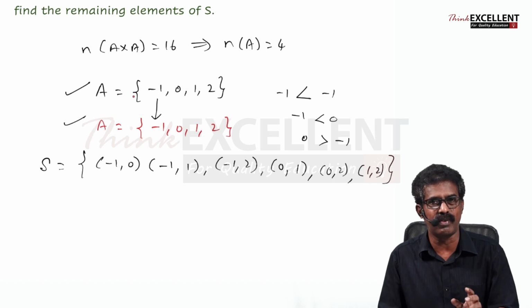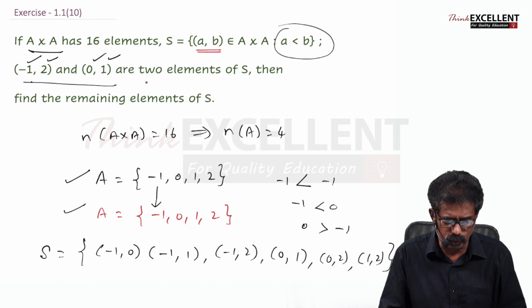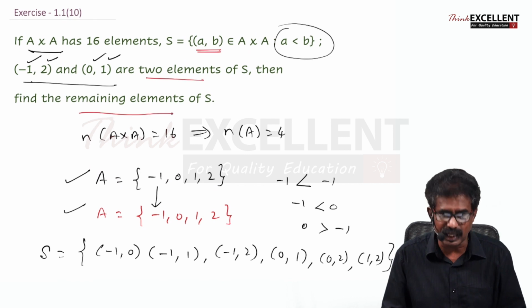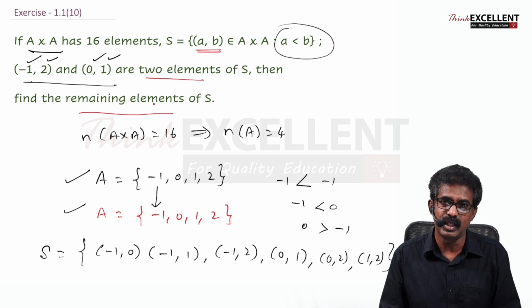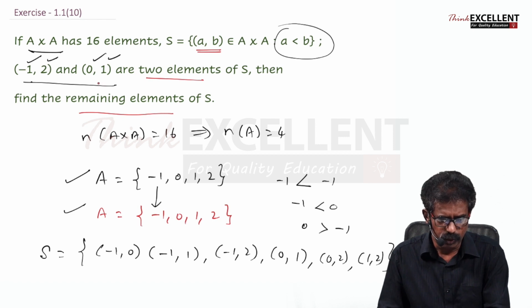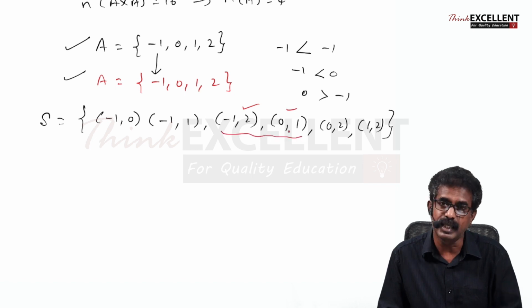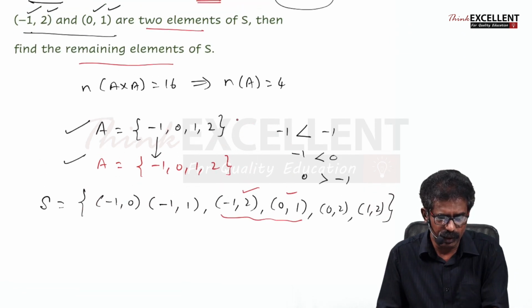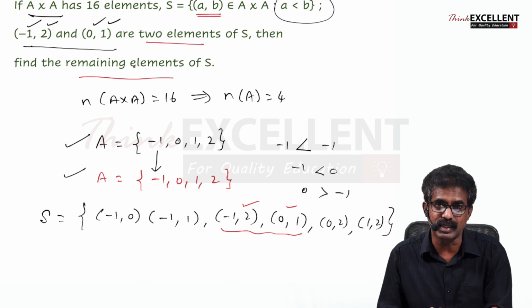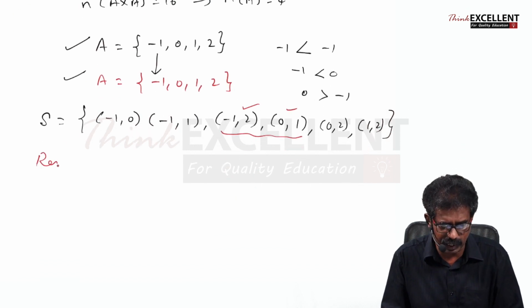So read the question very carefully. Final step should be the clear answer. What they asked in the question: 2 elements given. Find the remaining elements. Those 2 elements, leave it. Write only the remaining 4 you have, right? What are the 2 elements given? Minus 1, 2 and 0, 1. So these are the 2 elements already they have given. Now they are asking, write the remaining elements of S. They didn't ask you to write the remaining elements as a set. So you say the remaining elements.